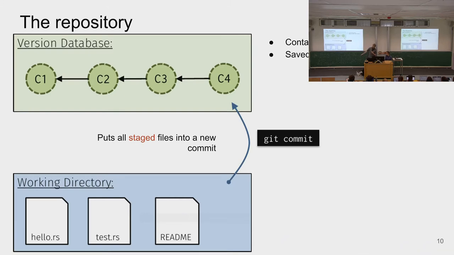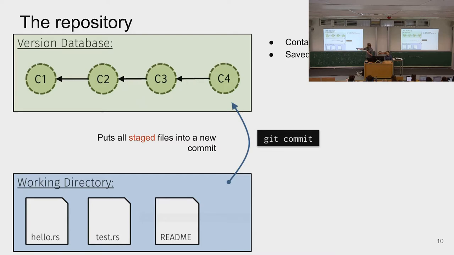Next thing is the repository. The repository is simply the sum of all commits, so the entire version database. The Git repository is first commit, second commit, third commit, fourth commit. So it contains all commits, and it's saved in a hidden folder of your project directory called .git. Dot files in Unix systems are hidden anyway. So this is where your entire Git repository lies inside your project. Git saves one directory, which is your project directory, and has the repository in this .git folder.